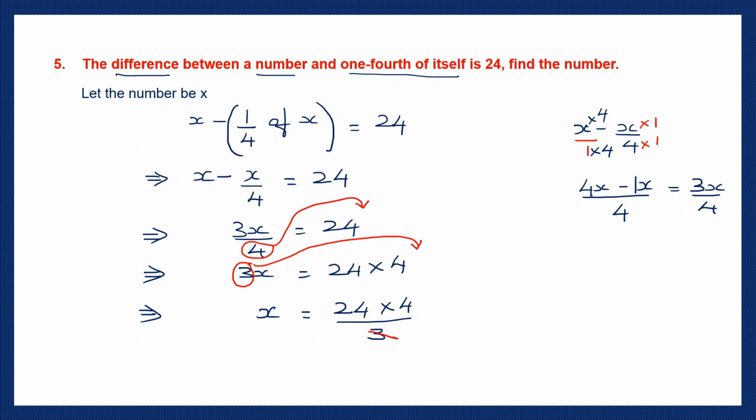Now we can cancel. I can cancel 3 and 24. 3 8s are 24. Now multiply. 8 4s are 32. So we have found the value of x. X is equal to 32. So this is our final answer.